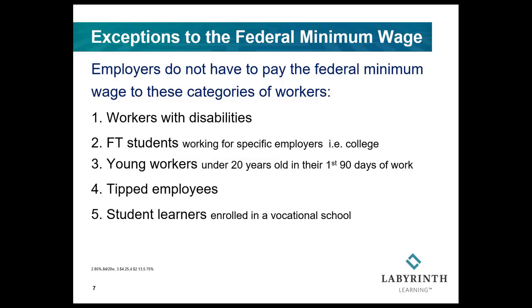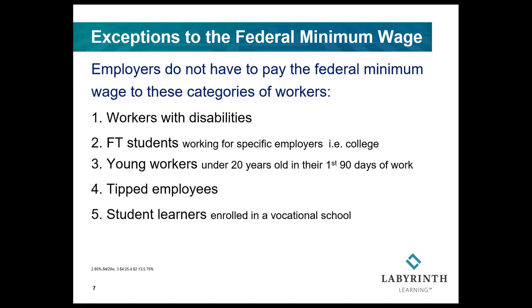Third category, young workers under 20 years old. They could be paid less than the minimum in the first 90 days of work. They could be paid $4.25, but it must revert to the minimum wage after 90 days or when the employee turns 20 years old. Fourth category, tipped employees.